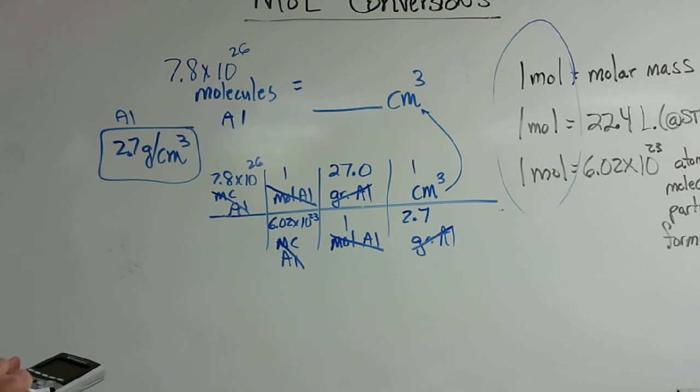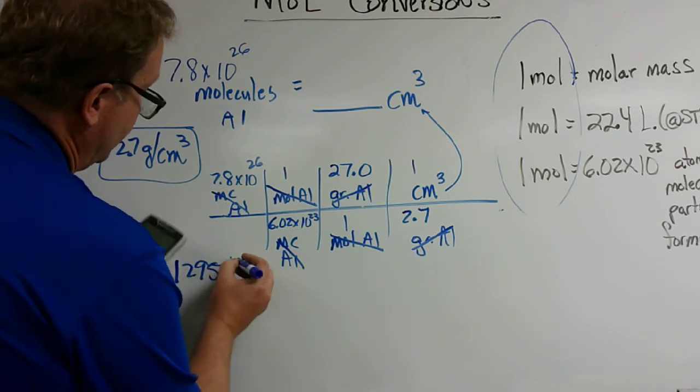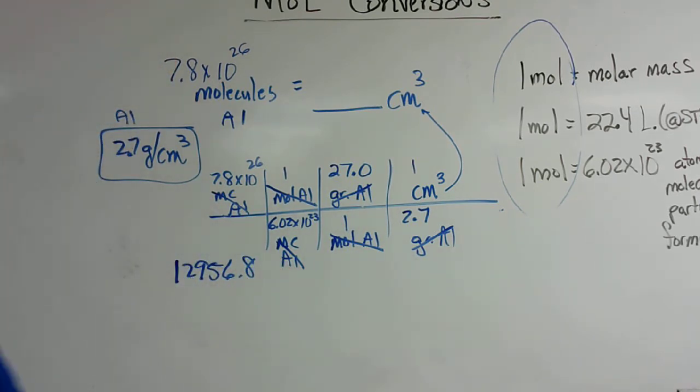7.8, and then I'm going to divide it by the bottom bar, divided by 2.7. And I end up with 12956.8. That is a whole lot of space.